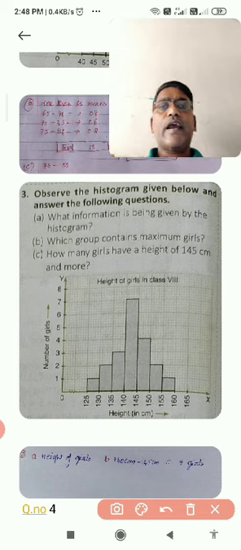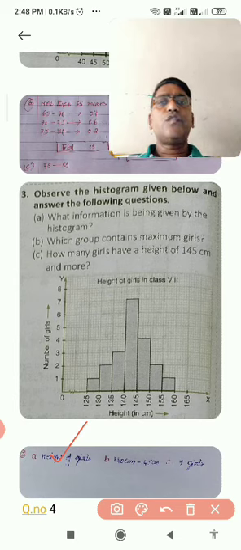Here height is related to the number of girls. First answer, height of the girls. Okay, second question, which group contains maximum girls? I mean you are going to select the long rectangle, the high length rectangle.